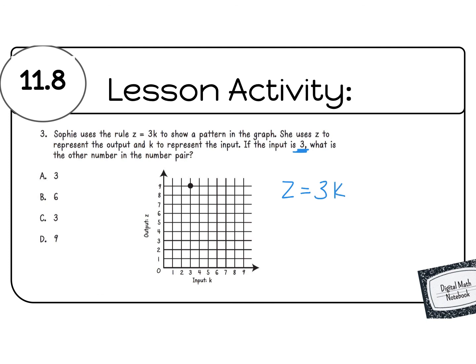So our input tells us here that Z is the output and K is the input. So if we replace the K with a 3, then that's going to be Z equals 3 times 3. And 3 times 3 we know is 9. So let's look at that. When our input is 3, so 1, 2, 3, our output is 9, which is what we got. So our answer should be D. Make sure you pause and show the work for how we got this answer in your digital math notebook.